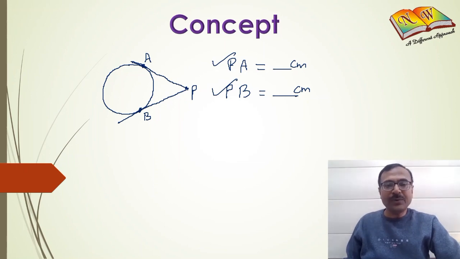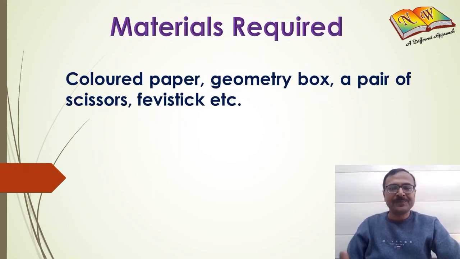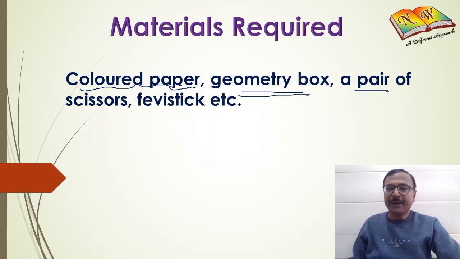Now, how do we verify that? For that, we need to use some material: colored papers, so that we can make cutouts of the square and various other things involved in this activity, a geometry box for measurements, a pair of scissors, and Fevistick, that is the glue stick for pasting work. The activity is really amazing and it involves some creative work. Let's see how this is performed.